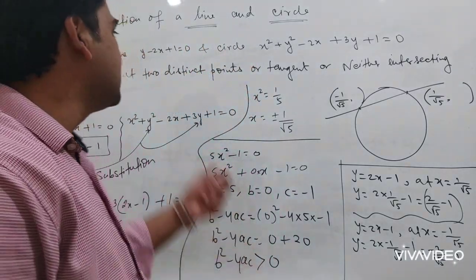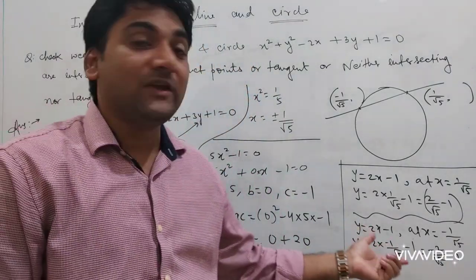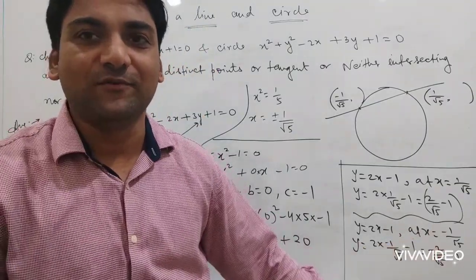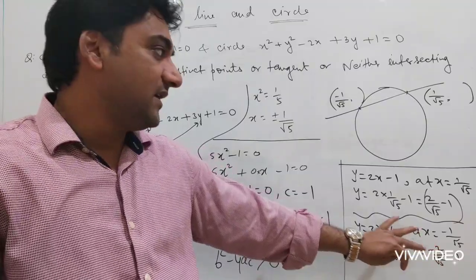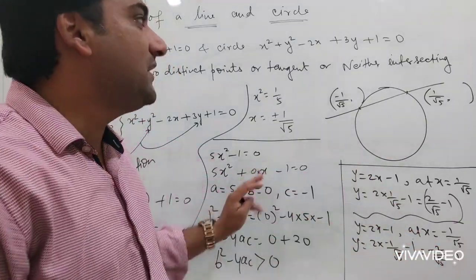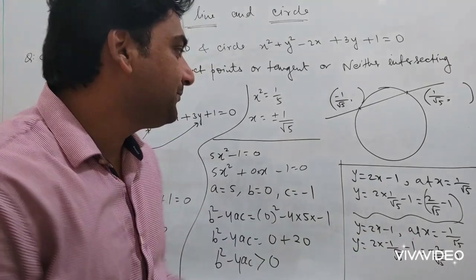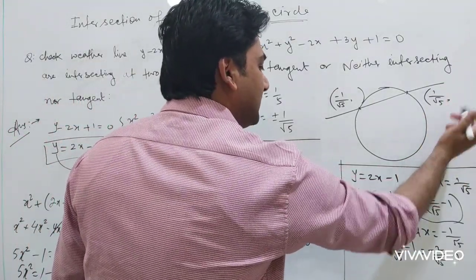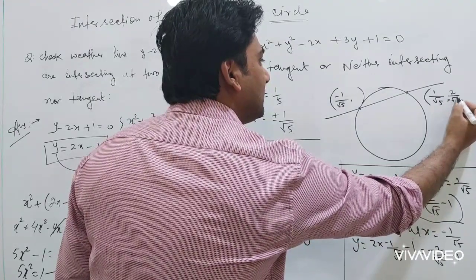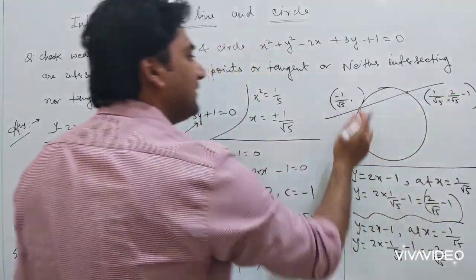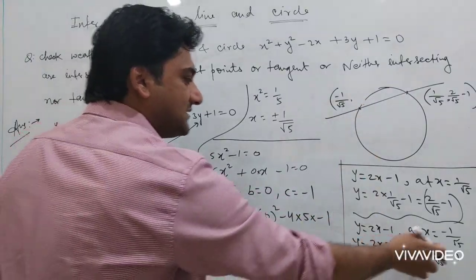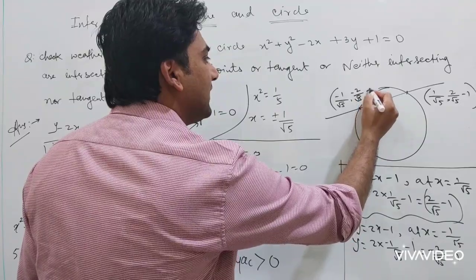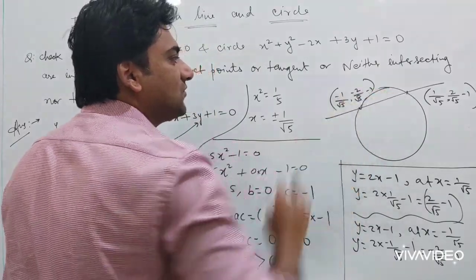Since I have taken this question on my own, that's why we did not get nice coordinates like 1, 2 or 3, 4. But it's fine. I intended to explain the concept. So I have explained when x is 1 over root 5, y is 2 over root 5 minus 1. And when x is minus 1 over root 5, y is minus 2 over root 5 minus 1. Okay, so we got two coordinates.